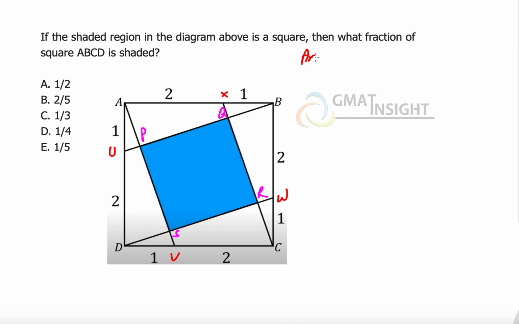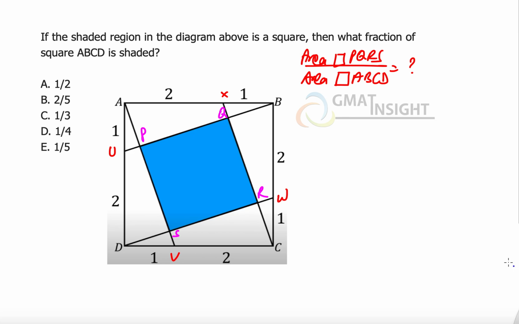So the area of PQRS divided by the area of ABCD is what the question mark is. We know that the area of ABCD is 3 square, 9, because the side length is 3. We need to find out the length of PQ, and if we could find that out, we should be in a position to answer the question.